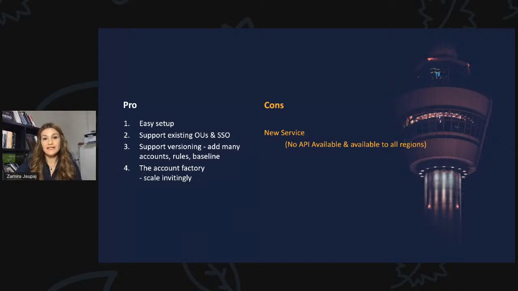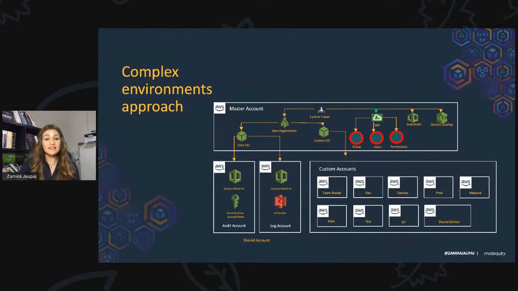Let's say you have some baseline, and you want to add some new feature, you can apply it as many times as you want. And the accounts can scale, so you can add thousands of accounts now, and you can remove them in just 1 minute. As you know, this service is completely new, launched in 2019, and some cons are that there is no API available right now, and it is not available in all regions. And this is the last slide that I have for today.